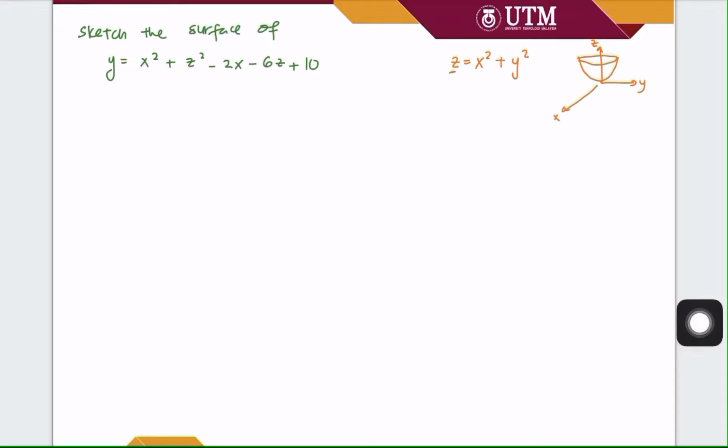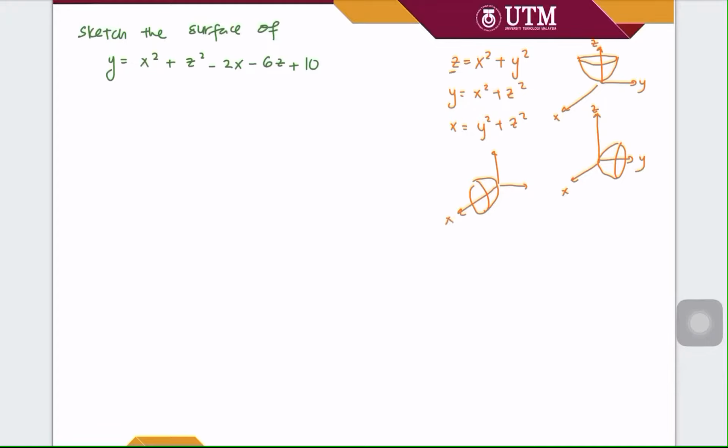Or let's say if we have y equal to x squared plus z squared. It's still a bowl, but it is here. Or if we have x equal to y squared plus z squared, it's still a bowl, but it will be like that, parallel to this axis. This is the graph, this is the graph, and this is the graph.